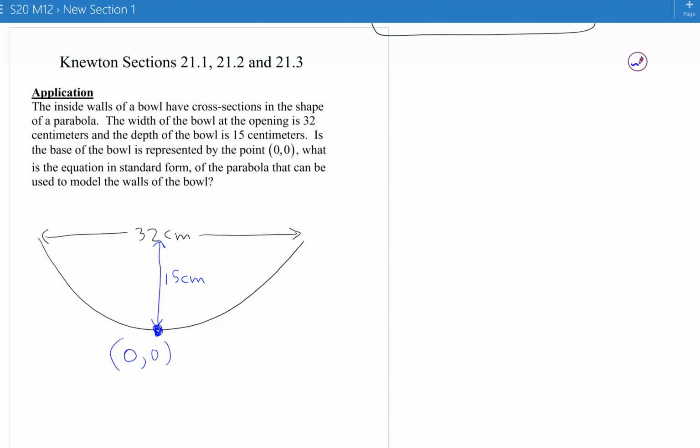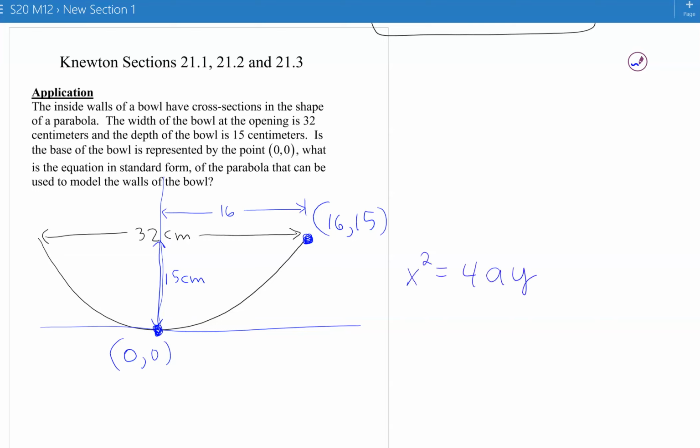So it says, what is the equation of the parabola that can be used to model the walls of the bowl? Well, we know that this point, 16, 15, has to be a point on our parabola. So parabolas are symmetric, so if it's 32 all the way across, then it's 16 halfway across. So this is the point 16, 15. It's an opens upward parabola with the vertex at the origin. So it's going to be x squared equals 4ay.